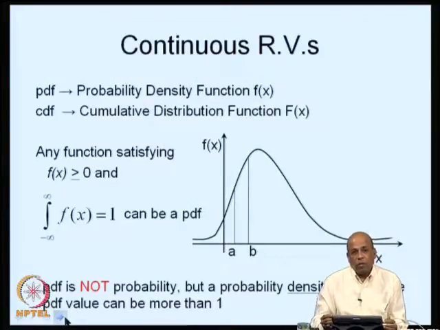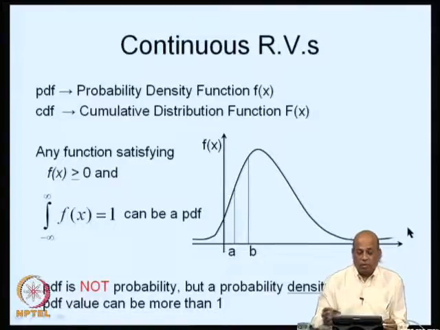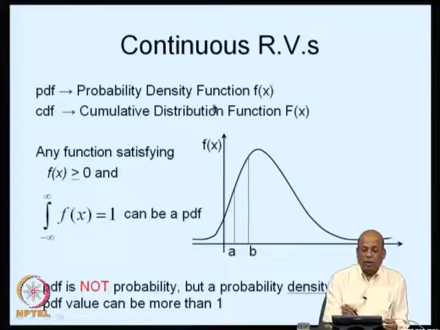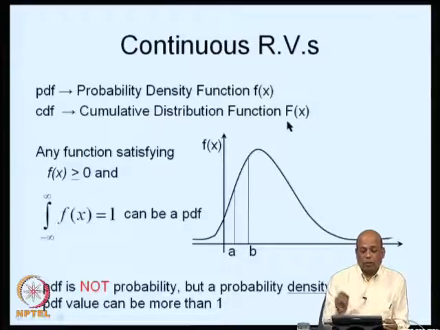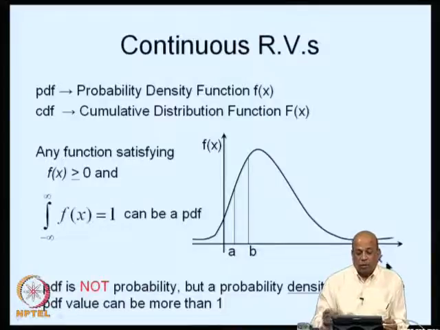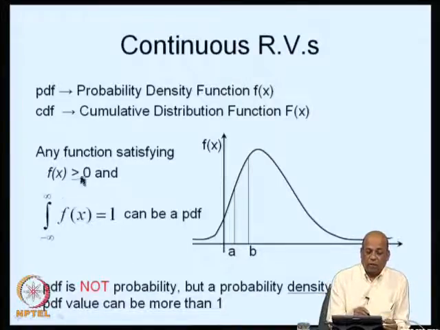Then we move on to the continuous random variables. Analogous to the discrete random variables, we also define the probability functions here, but for the continuous random variable, we define the probability density function, PDF, denoted by small f of x and the associated cumulative distribution function denoted by capital F of x. Any function f of x that satisfies f of x being greater than or equal to 0, that is non-negative for all values of x, and integral in the entire region minus infinity to plus infinity f of x equal to 1 can be a PDF.